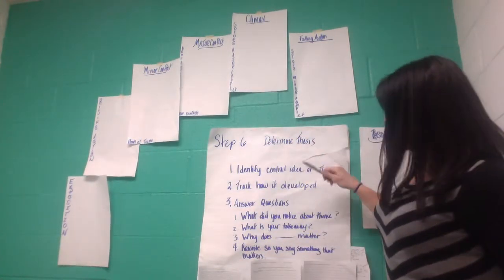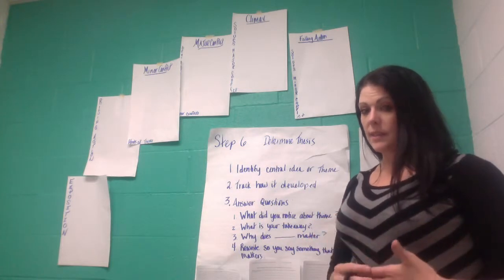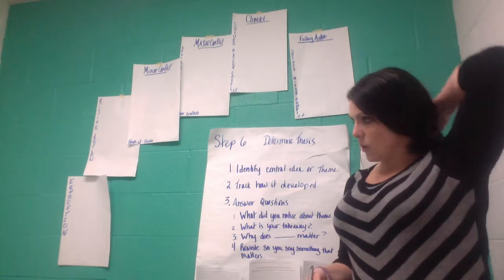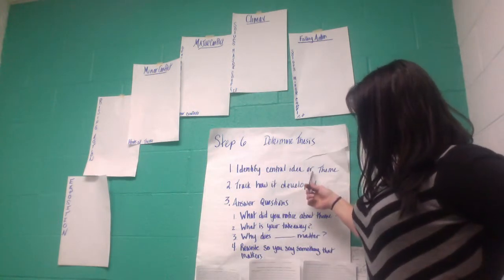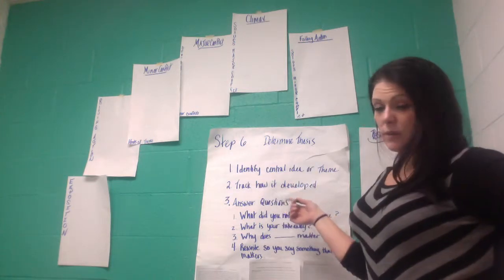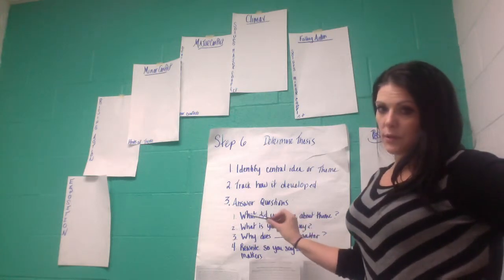In order to determine the thesis of your paper, you have to come up with your thesis before you do anything else with your paper, otherwise you have no purpose in your paper, okay? So identify the central idea or theme of the piece, which we're in the process of doing. We track how it was developed, which I just talked to you about. Then you answer these questions. These questions help your thinking.